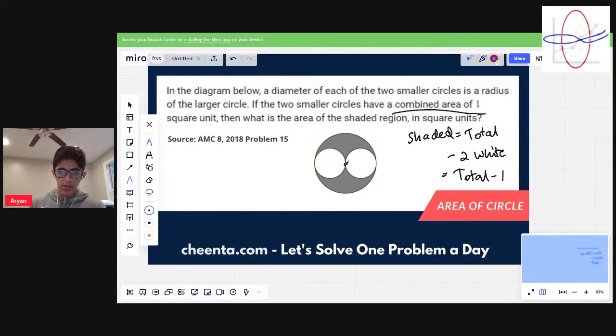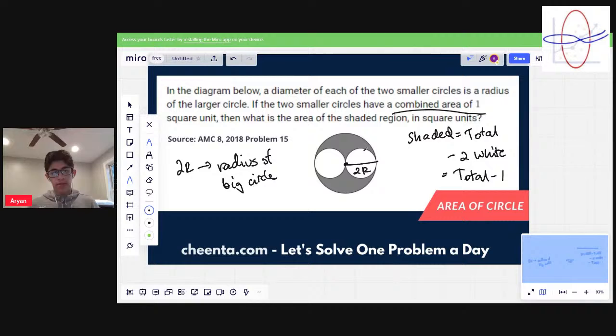So automatically we know that we just need to find the area of the big circle. Now if I call this, let's say, 2r, this is the radius of the big circle. But at the same time, it's the diameter of the small circle. So that means that the radius of the small circle is just r, because twice the radius is the diameter. So if we call the big radius 2r, the radius of the small circle is r, right?